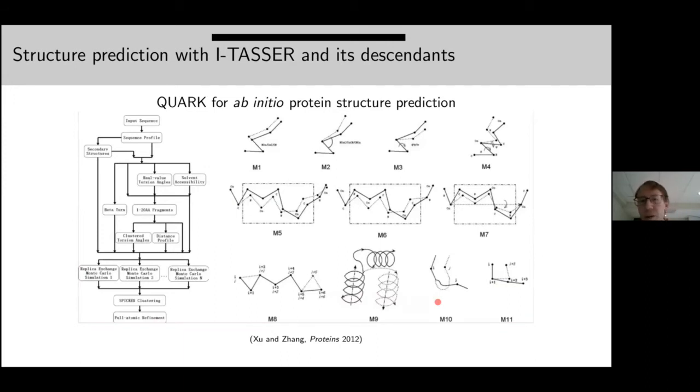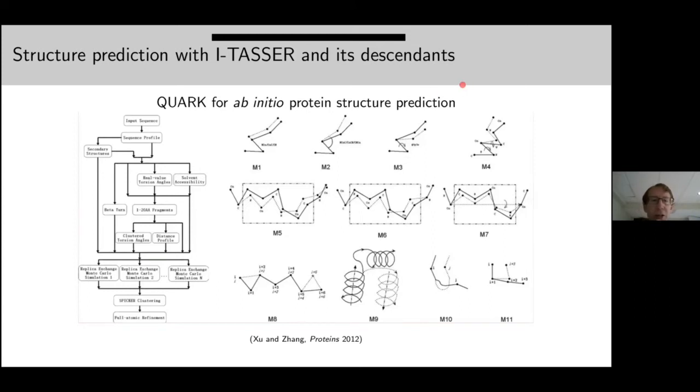And in this case, we use a program called Quark. So the idea behind Quark is that in the absence of good threading templates to figure out what the fold of a protein is, we're going to assemble an initial structure for a protein based on small fragments of known structures that are expected to be similar to the query sequence, just based on sequence similarity. And then there's going to be a set of replica exchange Monte Carlo refinement that's done on this.